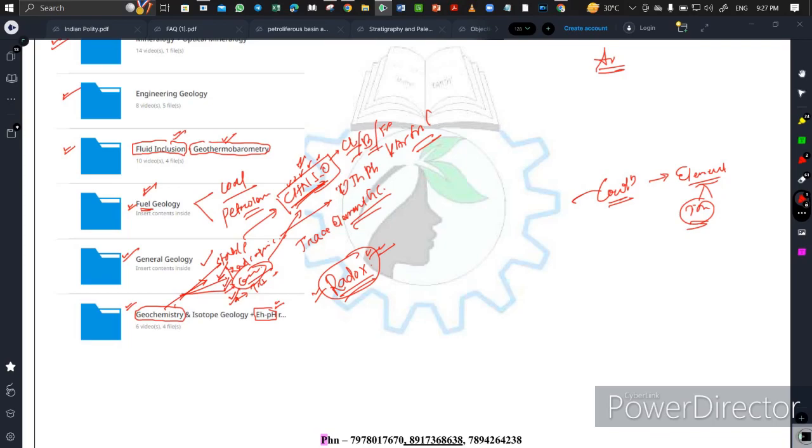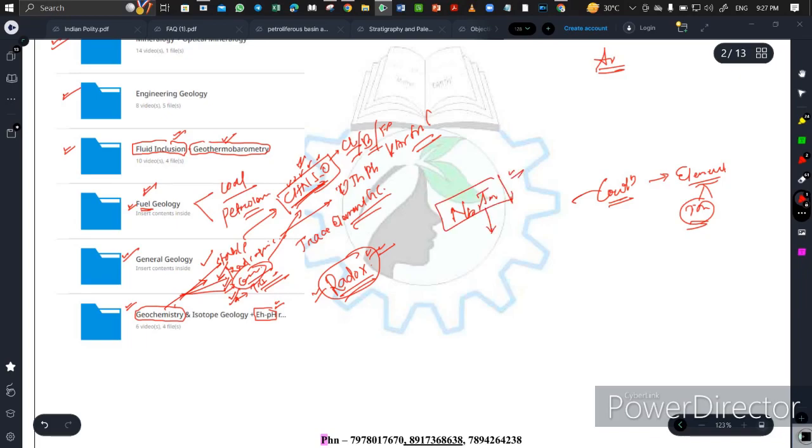Okay, and in trace element geochemistry, which trace elements will be found? For example, niobium and tantalum. These are the two trace elements that are characteristic of your subduction zone, isn't it? So these are some of the minute implications of studying this type of discipline in isotope geochemistry.